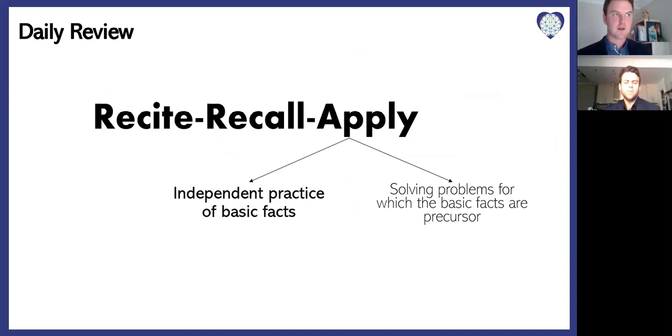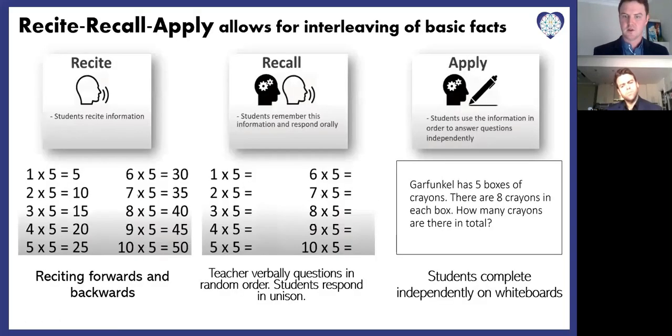So David spoke about in his video how the apply in recite, recall, apply can involve students independently practicing basic facts. But if you think about it, application could also involve solving problems for which the basic facts are precursor. So let's have a little bit of a look at that. This is something that I often used to do in my practice. As an example, we go through our times tables, we chant them in order, and then maybe I do that thing where I quick fire randomly ask them questions that they respond to as a recall, and then I go, okay, you solve this problem, you solve this worded problem here. But what I realized is that there's an issue that exists here that we need to be aware of.